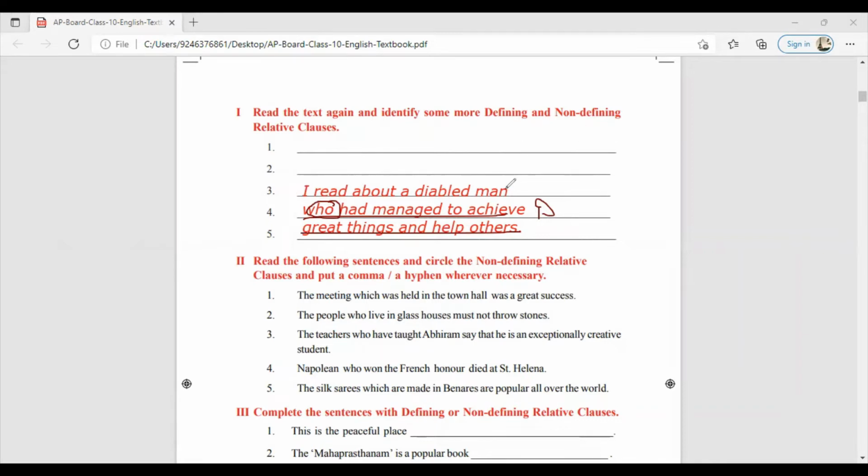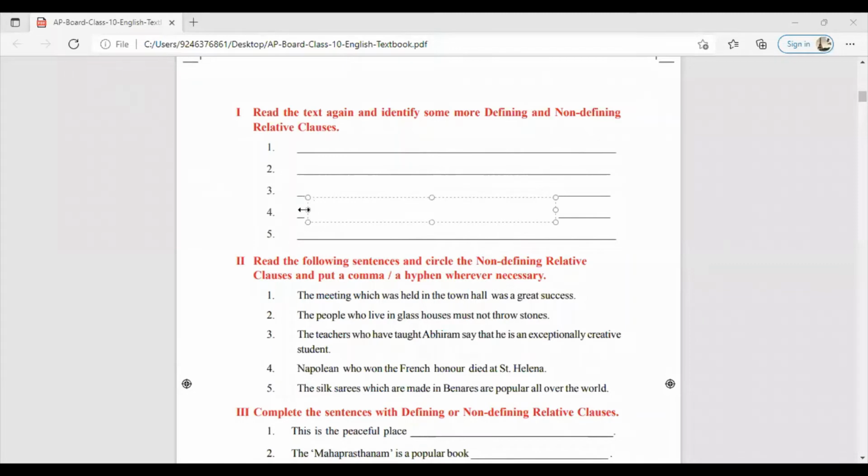See, "I read about a disabled man." And who is that disabled man? We cannot expect whichever is given without that particular thing. "I decided to give people the courage that the article had given me." This is also a defining clause.